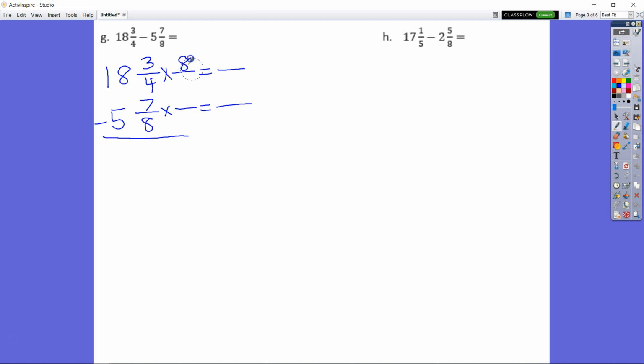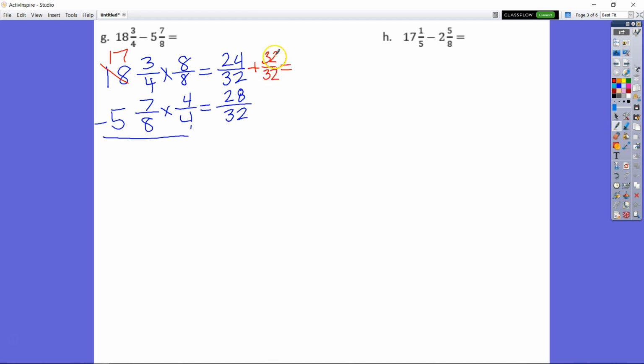We know that this is going to be times 8 eighths. It's going to be times 4 fourths to give us our common denominator of 32. So now we have 24 thirty-seconds minus 28 thirty-seconds. We can't do that, so we're going to regroup one of our wholes. It's going to become, we're going to have 17 wholes. The one that we regroup from our 18 is going to become 32 over 32.